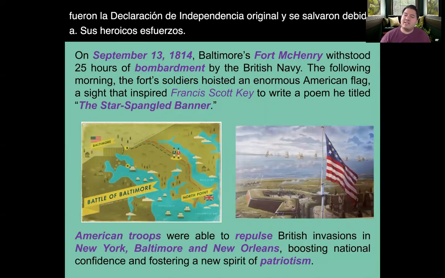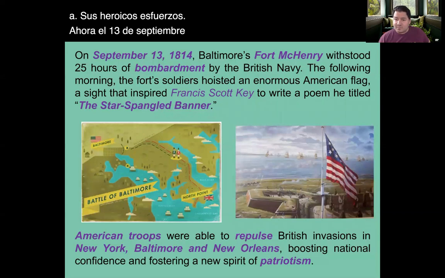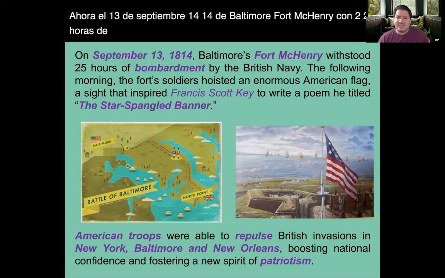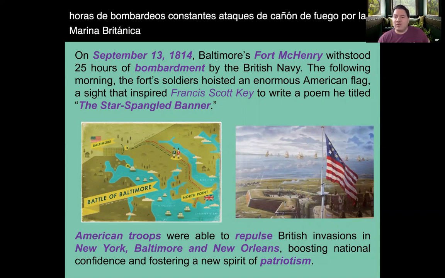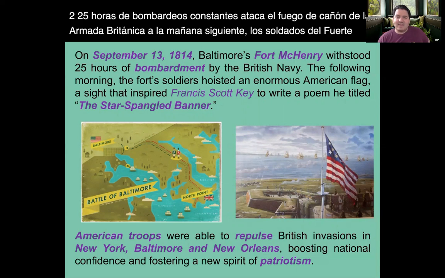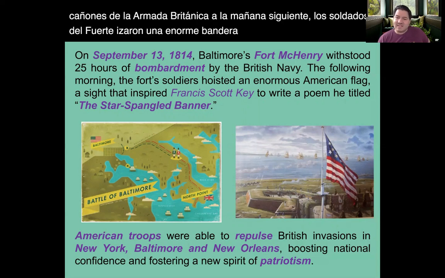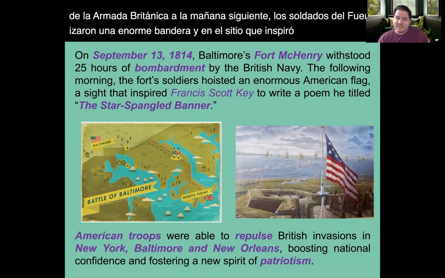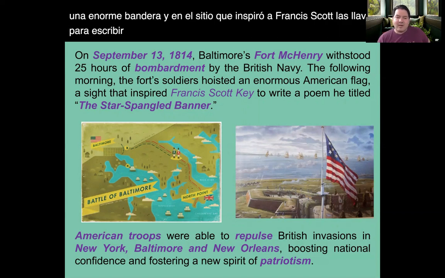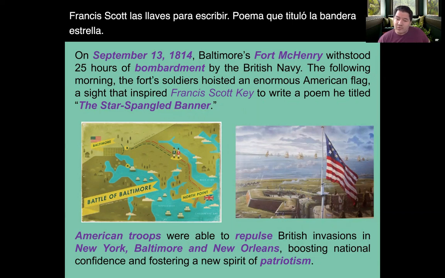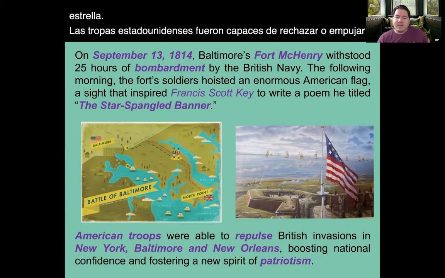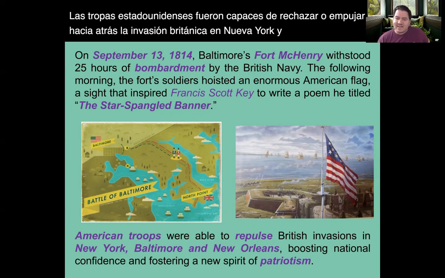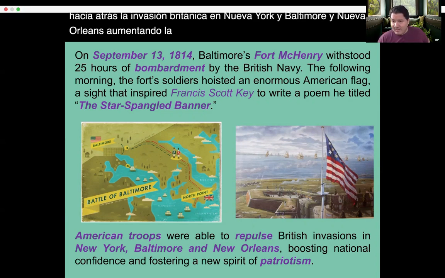Now, on September 13th, 1814, Baltimore's Fort McHenry withstood 25 hours of bombardment, constant cannon fire, by the British Navy. The following morning, the fort soldiers hoisted an enormous flag, and the sight inspired Francis Scott Key to write the poem which he entitled The Star-Spangled Banner. American troops were able to repulse or push back the British invasion in New York, in Baltimore, and New Orleans, boosting national confidence and fostering a spirit of patriotism.